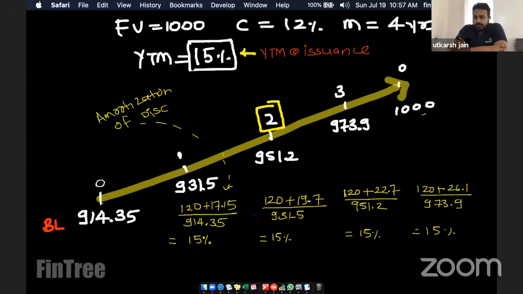All right, first question. Amit is saying that interest is only 22.7. No, Amit, interest is not 22.7. It is coupon plus discount. 22.7 is just the discount amortized, the distance between 951 and 973. Your interest expense is the total of coupon plus the discount amortized.